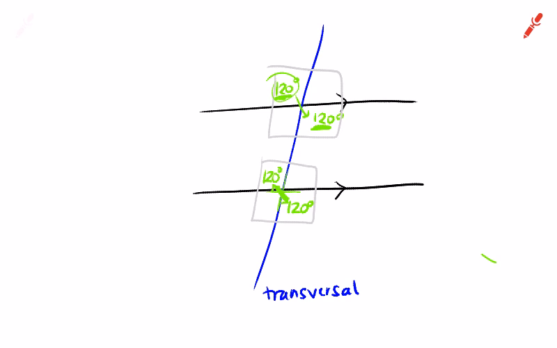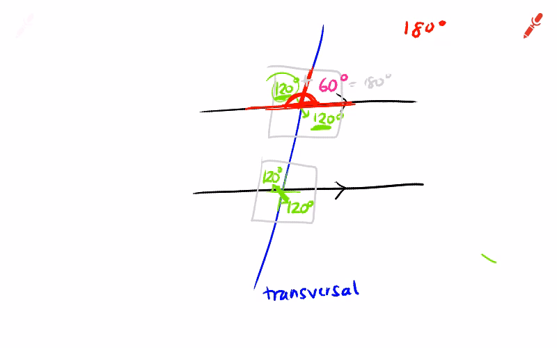So now the next thing to know is that this is a straight line right here. And any angles that are on a straight line add up to 180 degrees. They're supplementary, or they're called a linear pair. So this angle here and this angle here should add up to 180 degrees because they're supplementary. So knowing that, I can say that this angle right here has to be 60 degrees because 120 plus 60 equals 180 degrees.